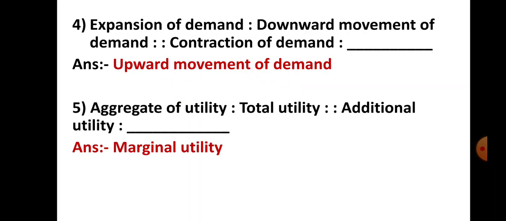Now what about additional utility? Here the answer is marginal utility. What is marginal utility? It is the satisfaction derived by a consumer by consuming an additional unit of a commodity. So here the answer is additional utility, marginal utility.